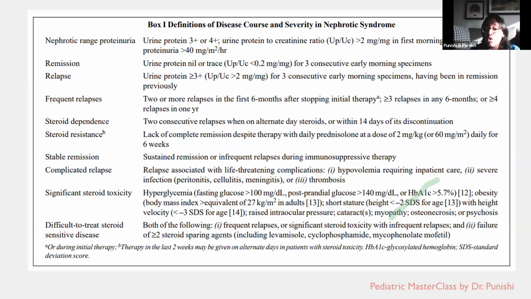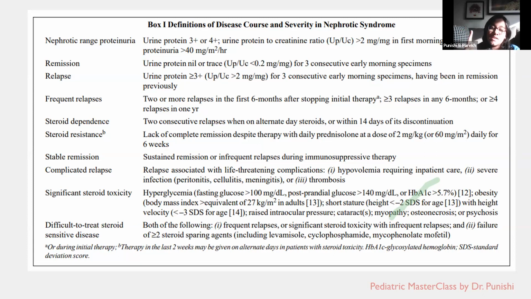So if the child has had two consecutive relapses on either alternate day steroids or within 14 days of stopping the steroids, then he falls into the category of steroid dependence. What is steroid resistance? If there's a lack of complete remission, even after giving 2 mg per kg of steroid daily for 6 weeks, then you would call him steroid resistant.